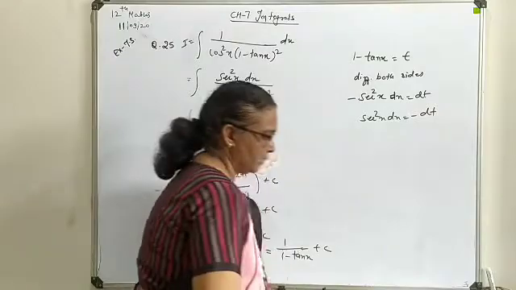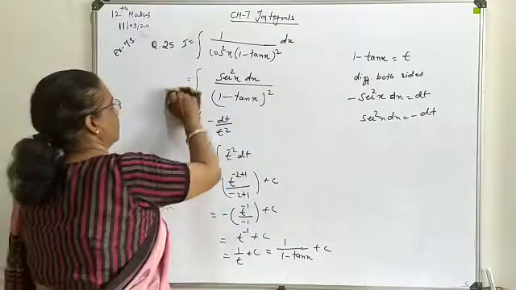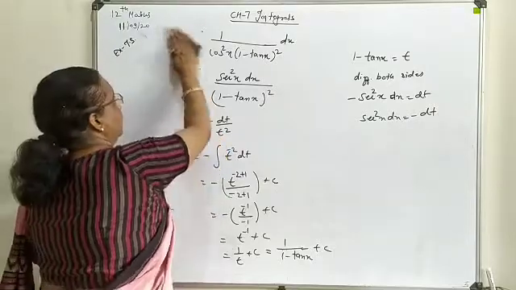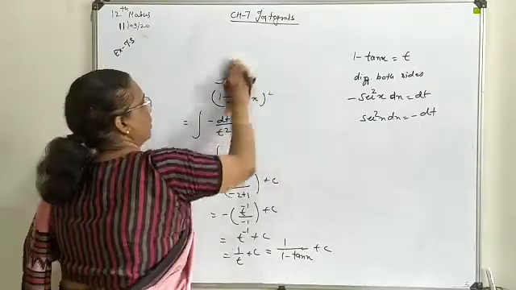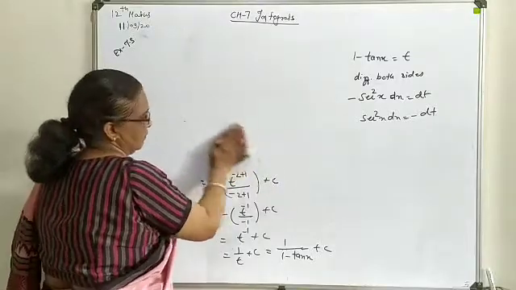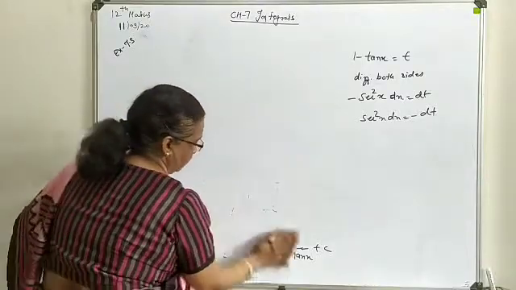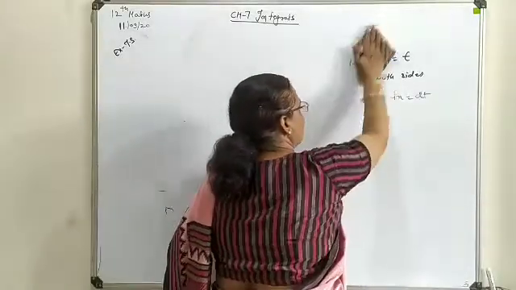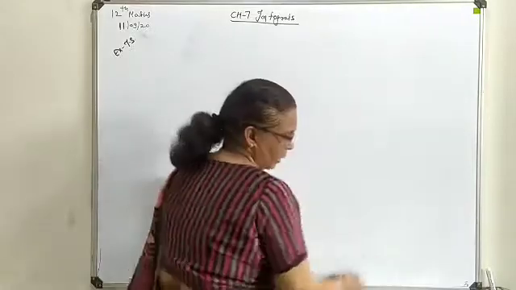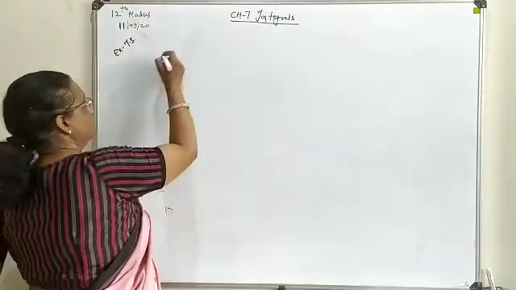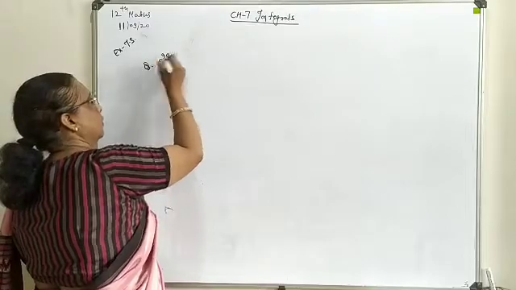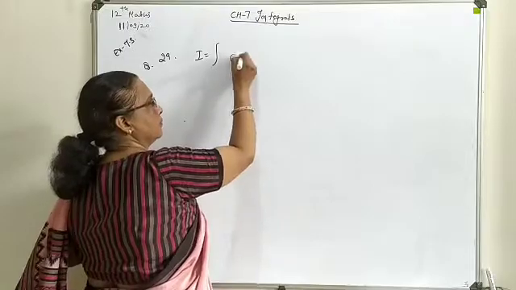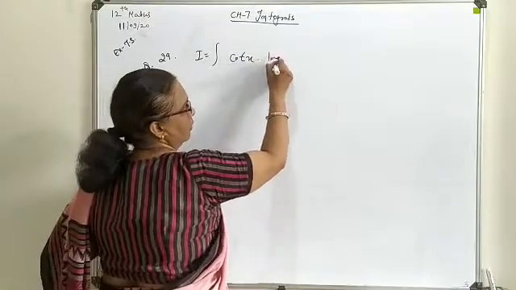So let's try to understand some more forms related to the substitution method. Next we are going to discuss question number 29. In the 29th question, your question is available as cot x into log sin x form.